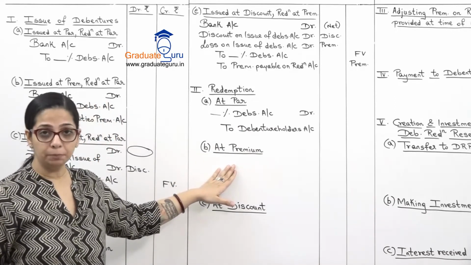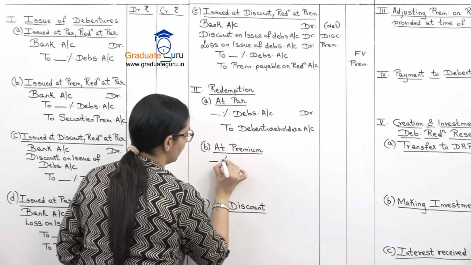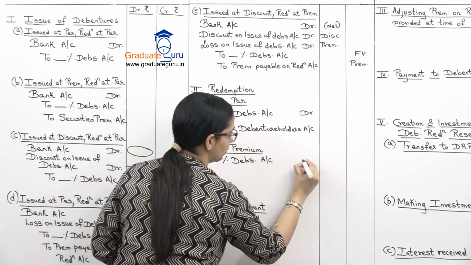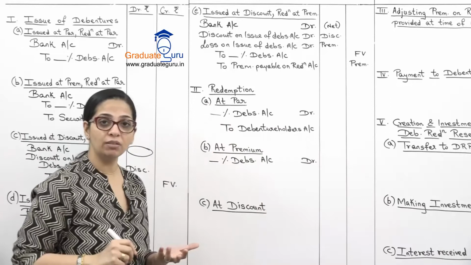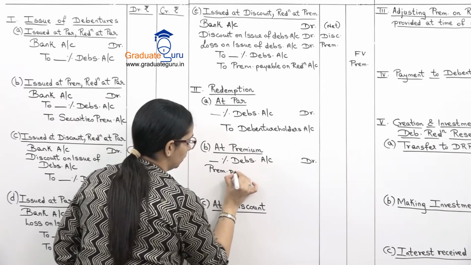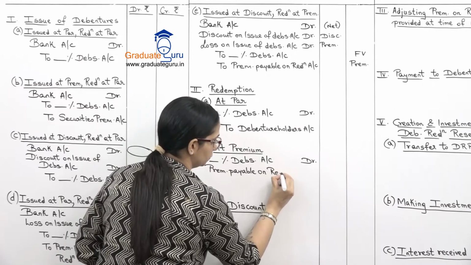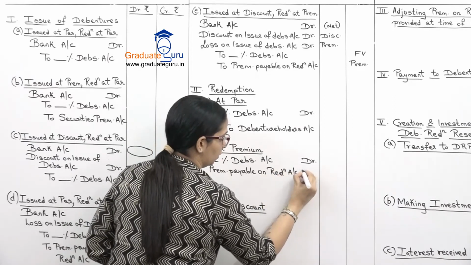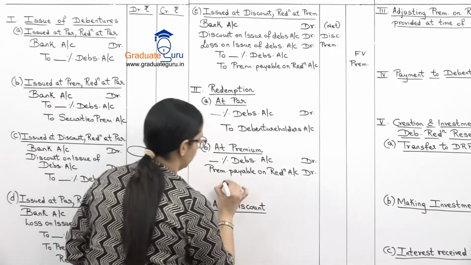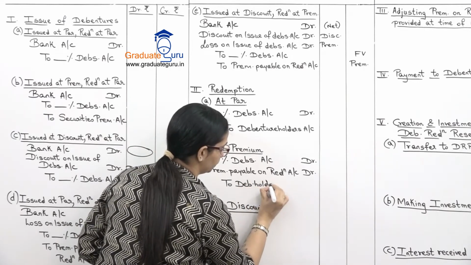Now if it is at a premium, okay, we have to give them extra amount. So again your debentures will definitely be debited. So and so percent debentures account debit. And what are we giving them? Premium payable on redemption account debit. And the total amount, whom do we have to pay it to? We have to pay it to our debenture holders. So to debenture holders account.